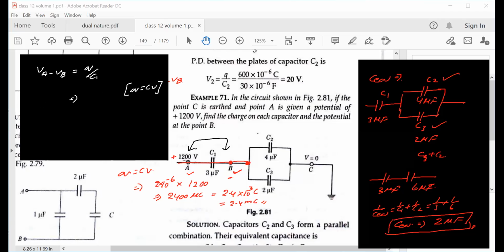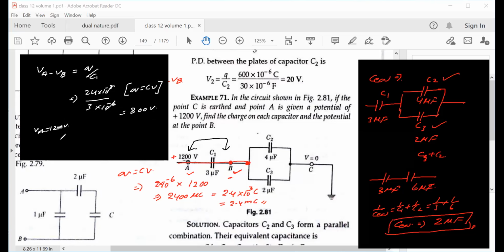So here, Q is nothing but your 2.4 into 10 power minus 3 divided by capacity C1, which is 3 into 10 power minus 6. From this relation we can find VA minus VB, and now it will be around 800 volts. So VA minus VB is 800, and we know that VA is 1200 volts because of the particular terminal. So VA is equal to 1200 volts.